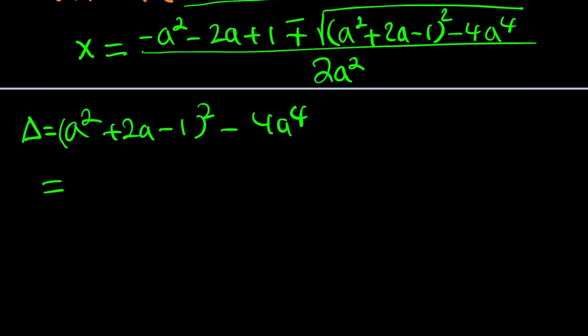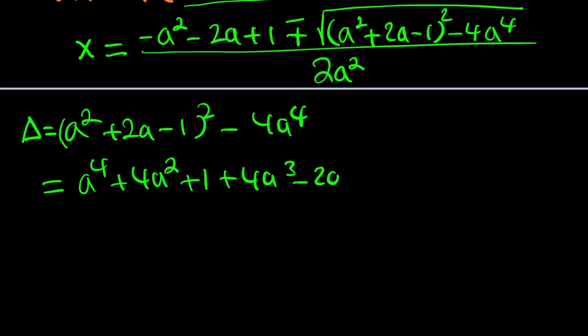Now, delta is going to equal the following. I have to square everything. A to the 4th plus 4a squared plus 1. And then I will do the 2xy, 2yz, and so on and so forth. It's going to give me 4a cubed minus 2a squared, and then minus 4a, and then finally minus 4a to the 4th. Beautiful. How nice, right?